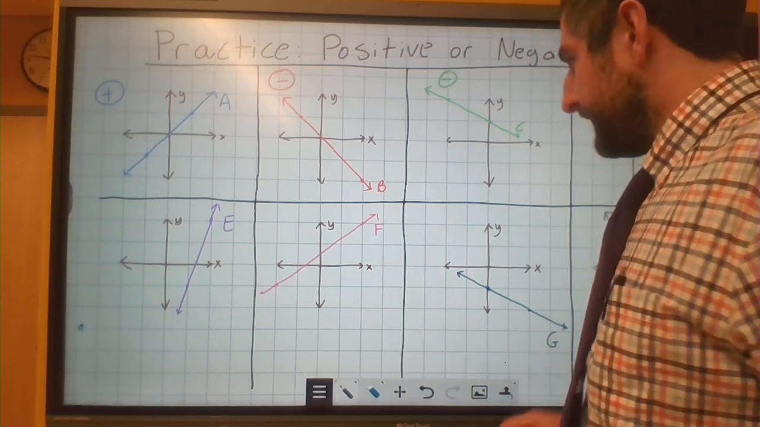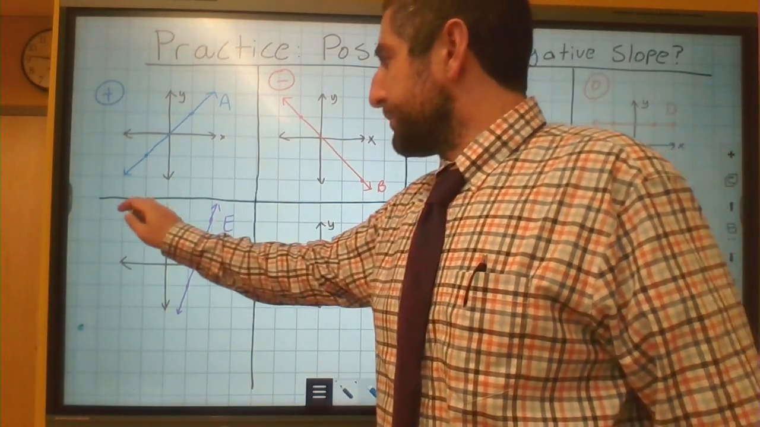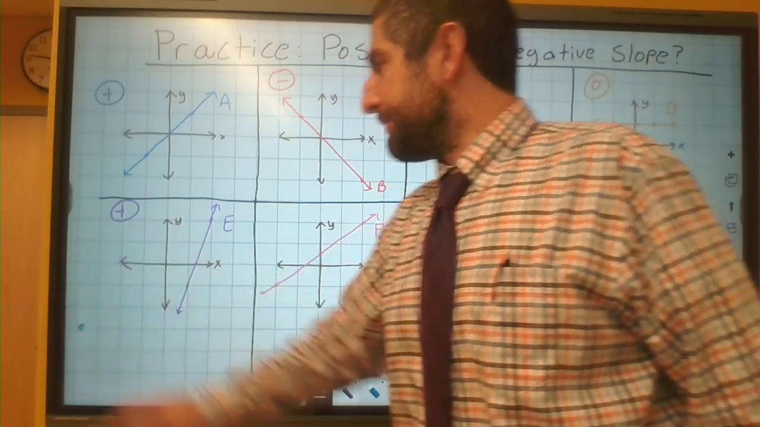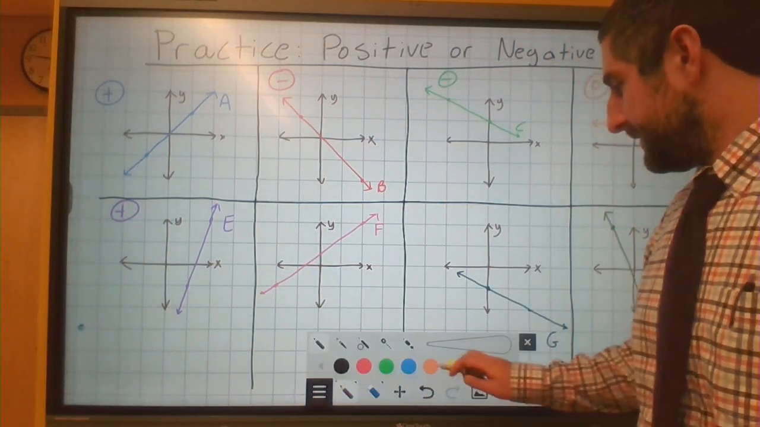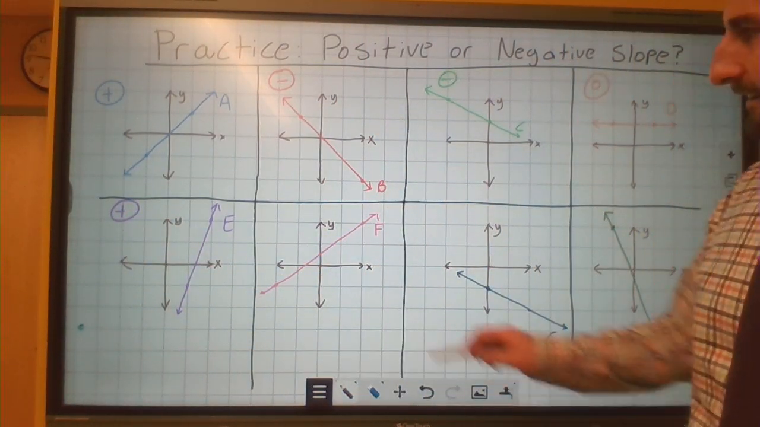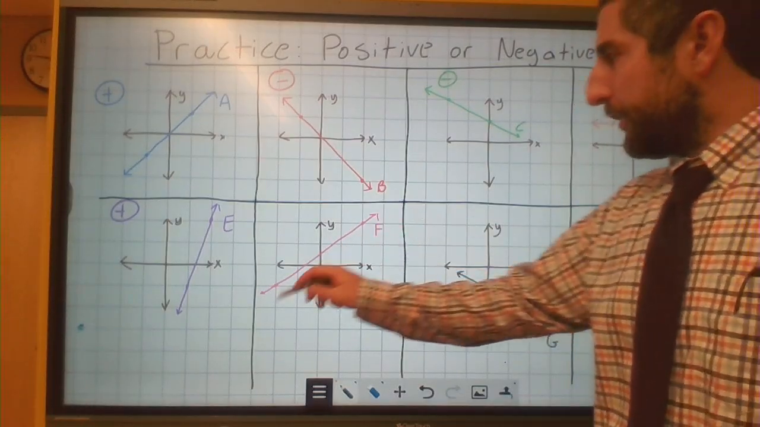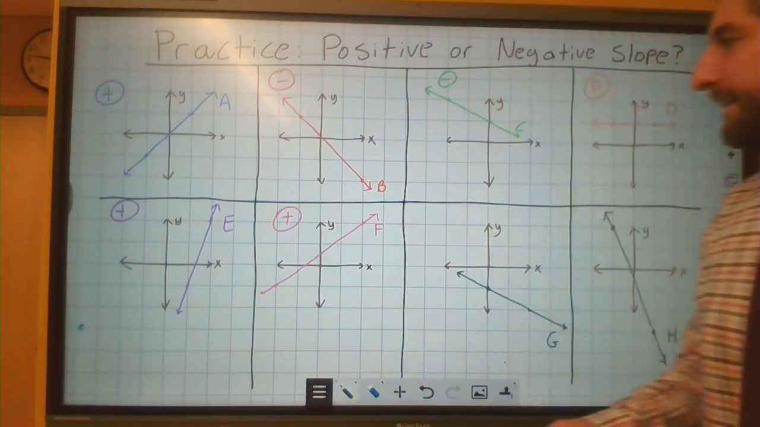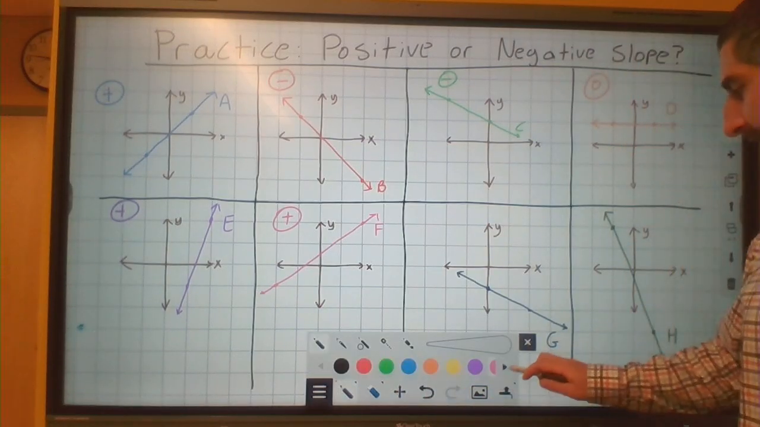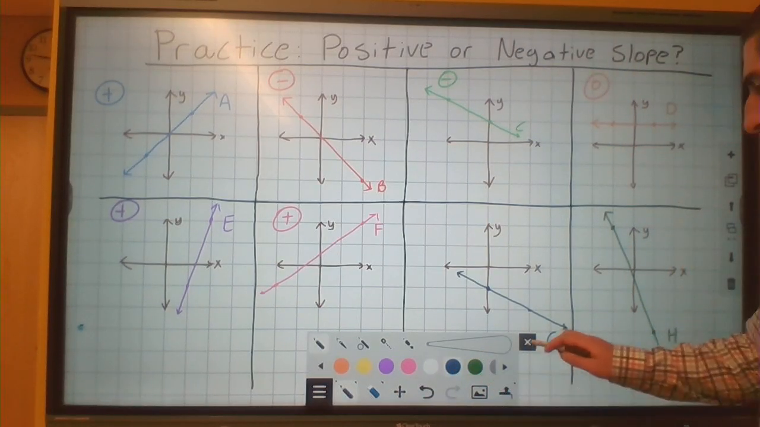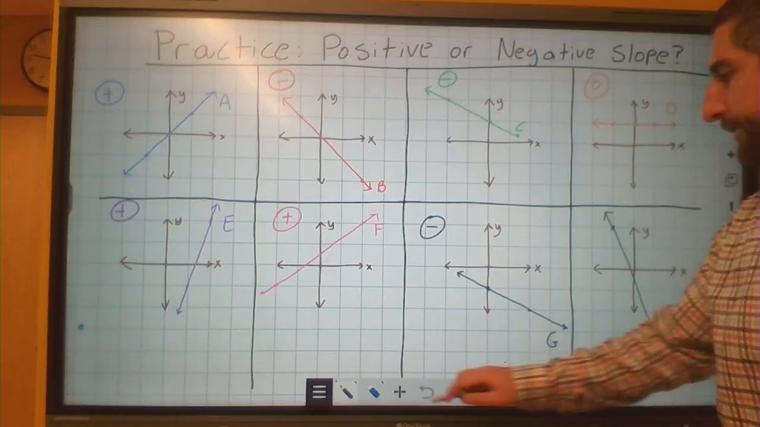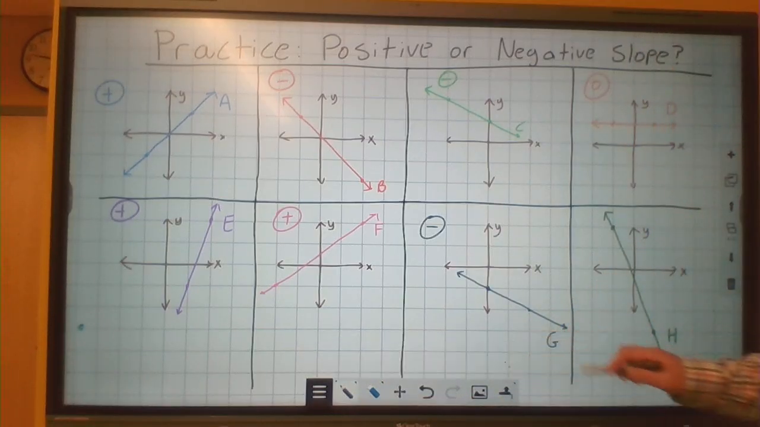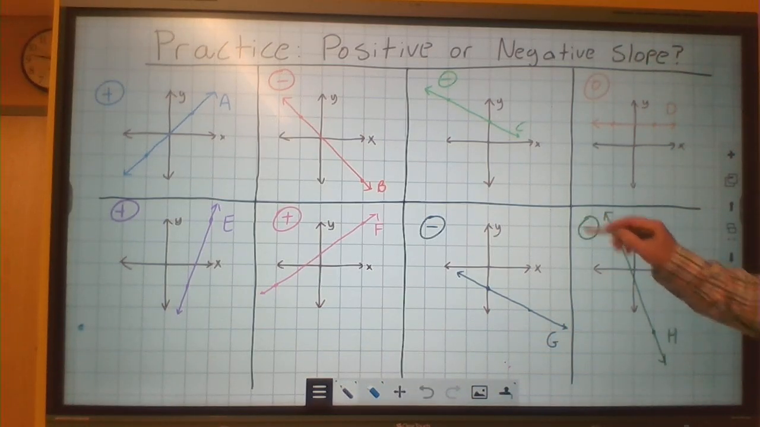E, going upwards pretty steeply. This is a positive slope. Pink, a little less steep, but still going upwards as it goes left to right. That's positive. G is a negative slope. And finally, H is also a negative slope.